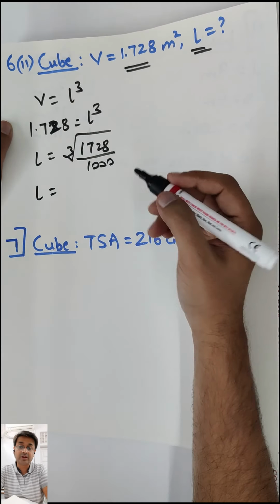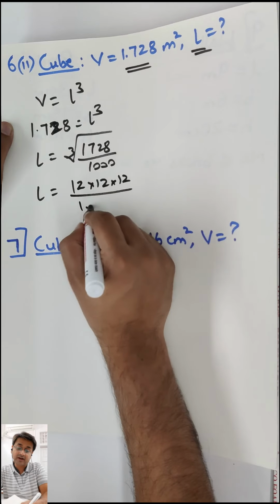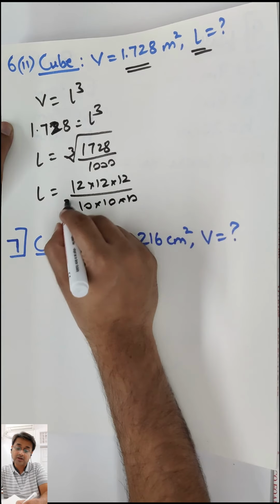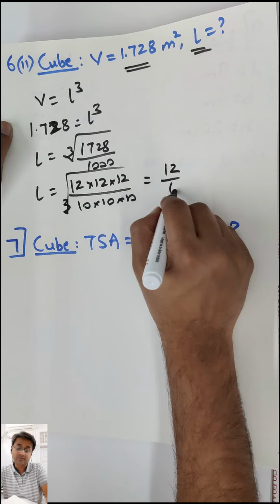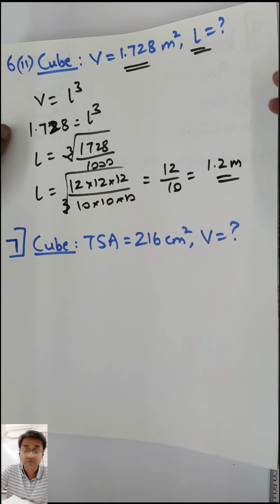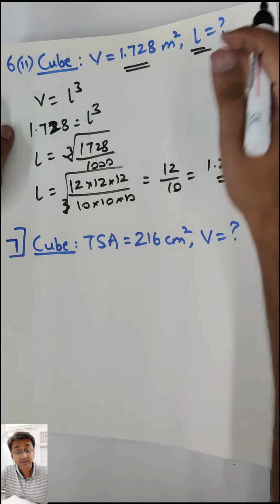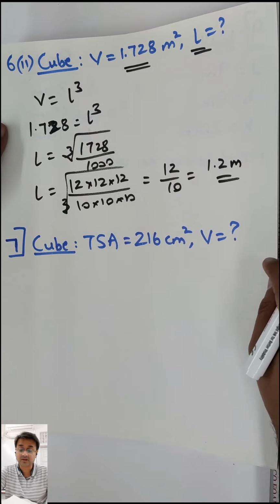Now 1728 is basically the cube of 12. 12 into 12 into 12, and 10 into 10 into 10, the cube root. So basically it will be 12 by 10, or 1.2 meter. If you don't know it, then you'll have to find factors for 1728, and then club them in order to get the cubes.